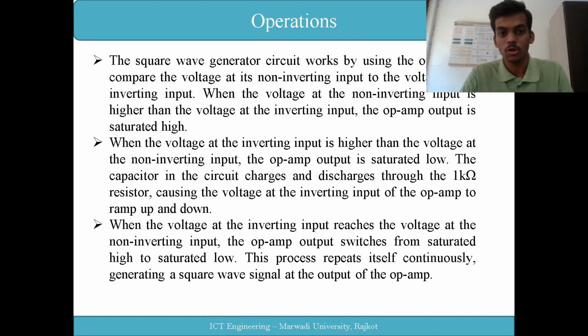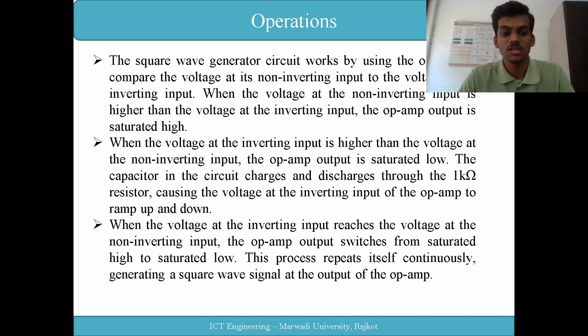Now see our operation. In the operation, the square wave generator circuit works by using the op-amp to compare the voltage at its non-inverting input to the voltage at its inverting input. When the voltage at the non-inverting input is higher than the voltage at the inverting input, the op-amp output is saturated high. When the voltage at the inverting input is higher than the voltage at the non-inverting input, the output is saturated low.